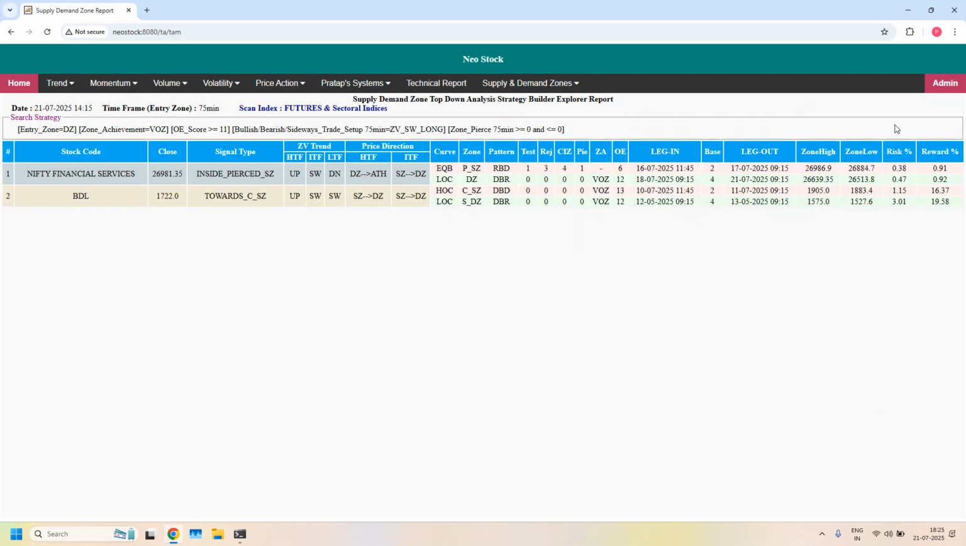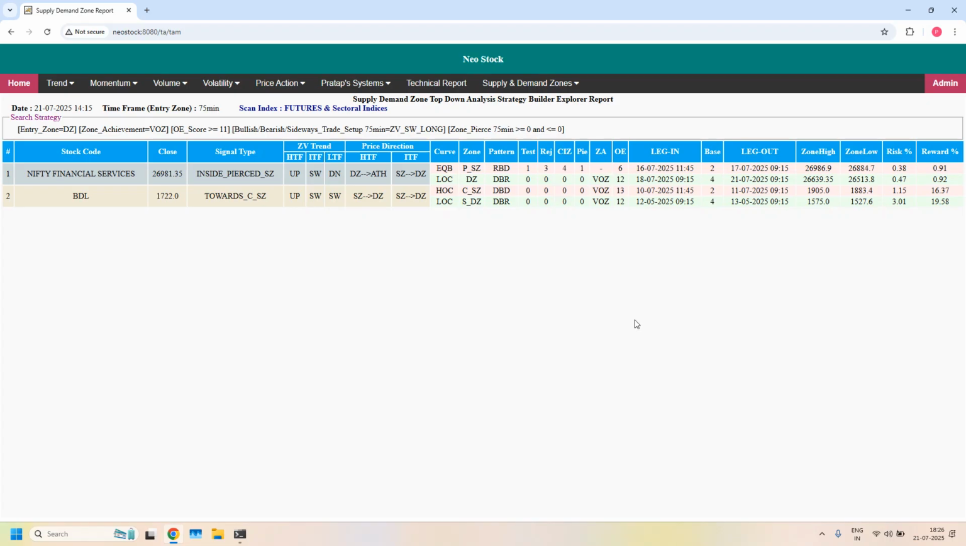So let's verify. We got two stocks supporting sideways long trade setup for weekly income trade, and entry time frame zones are 75 minutes demand zone. So always verify. See, entry time frame 75 minutes, entry zone, demand zone. Okay, this is sideways long trade setup for weekly income trade.